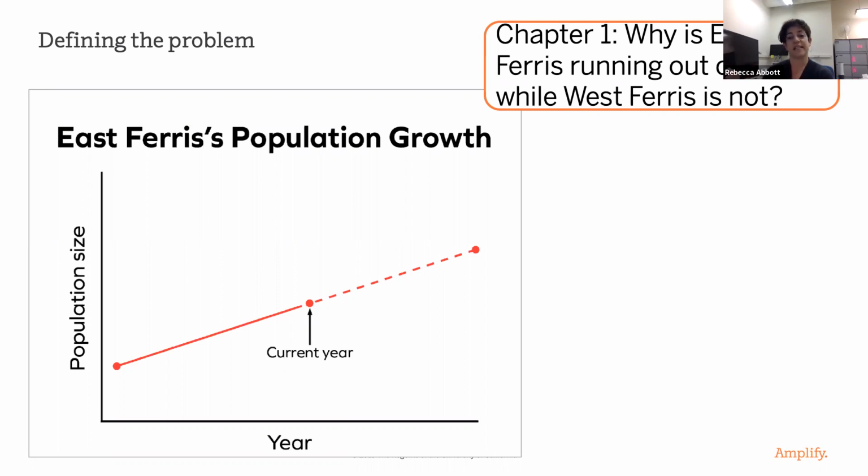The bottom line is that East Ferris is using more water than it's actually collecting. Because it rains more in West Ferris, they don't have that same experience of a water shortage that East Ferris would experience with this population increase. So again, this is sort of all in service of defining the problem. Why is there a water shortage? And it comes down to where the water is, how many people are there, and here we are able to synthesize why is there a water shortage.